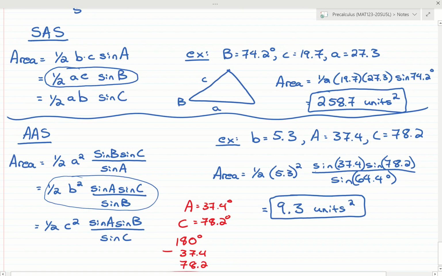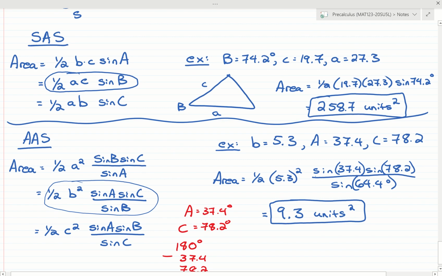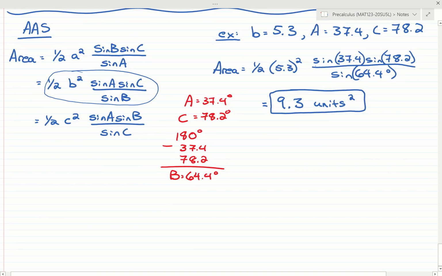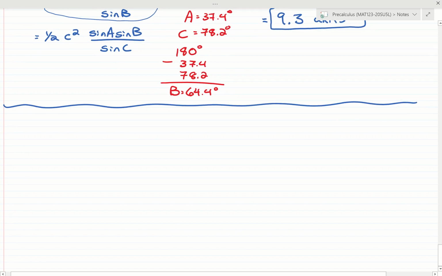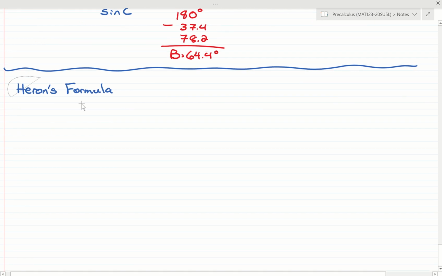So we have a formula to help us figure out the area of a triangle with one angle. We have one to figure it out if there's two angles. But what if there are no angles? We're going to use something called Heron's formula. And we use this to find the area of a triangle if we're only given three sides and no angles.